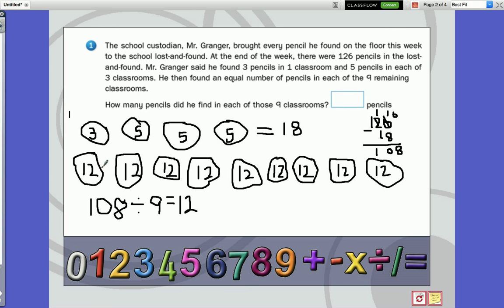12, 12. So that's 12 groups of 9, or 9 groups of 12. 9 groups of 12 would be equal to 108. Plus 10 would be 118. Plus 5 would be 123. Plus 3 more would be 126. And that is the number of pencils that Mr. Granger found. So if I work backwards, go from my answer and add it up to see if it totals what it needs to total, then I can also check it that way. So there were 12 pencils found in each of those classrooms.